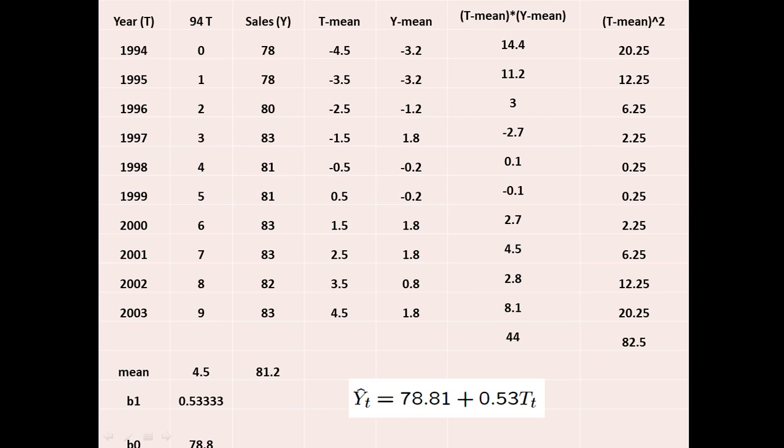B1. We know that y hat equals B0 plus B1 multiplied by t. So here the trend equation or the regression equation will be 78.81 plus 0.53, which we will find here.